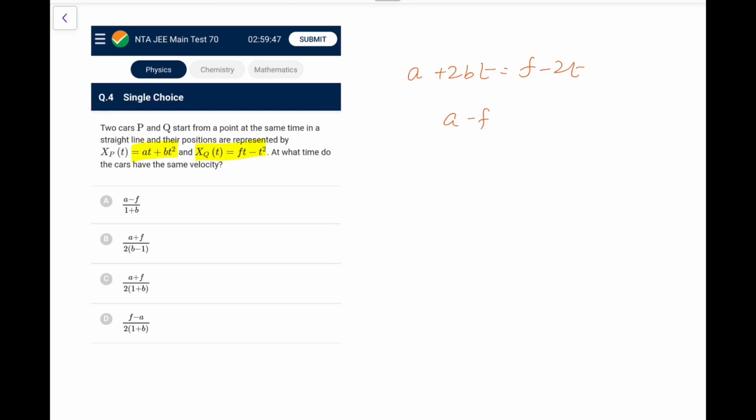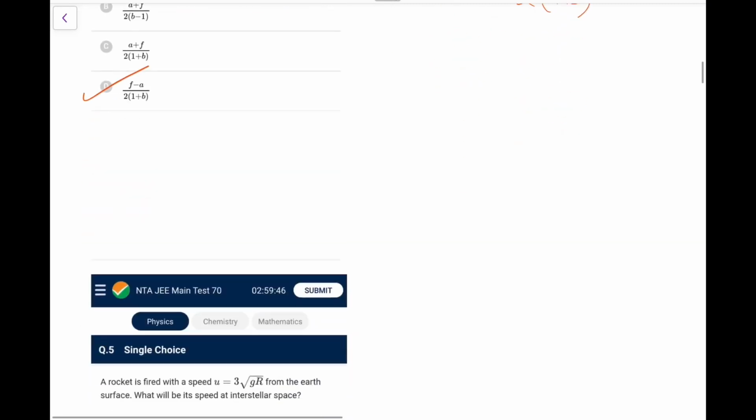A minus f, or you better write f minus a, that would be equal to 2t common, it becomes 1 plus b. So t comes out as f minus a upon 2 times 1 plus b. So again, not a tough one, it's an easy one considering the JEE Main standards. Simply you have to differentiate and simply equate, the value automatically comes.